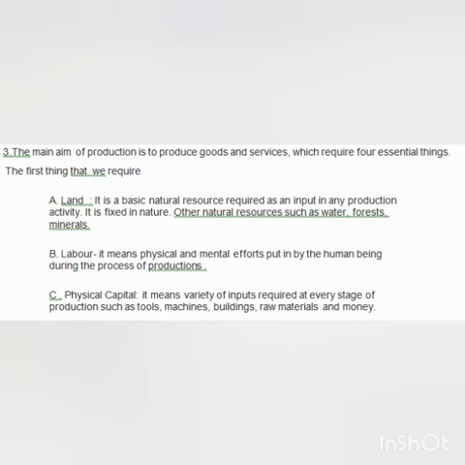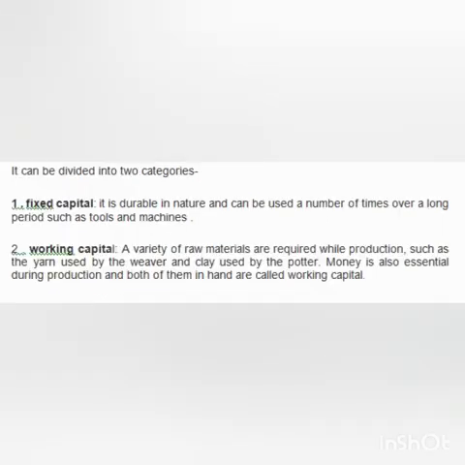The third thing that we require is physical capital. It means a variety of inputs required at every stage of production such as tools, machines, buildings, raw materials and money. Physical capital can again be divided into 2 categories, fixed capital and working capital.